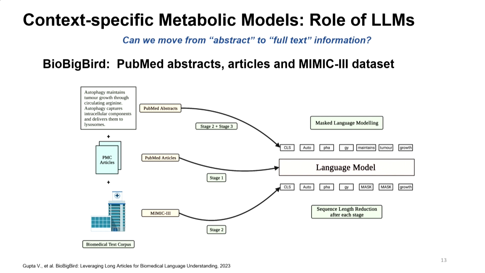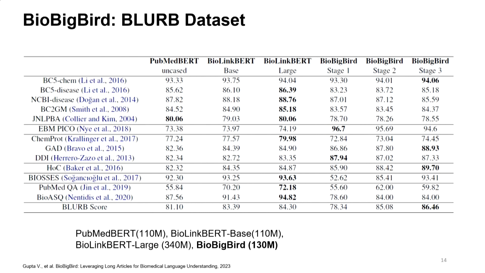And typically when you build these models, you have to try them with the benchmark data sets, which is called BLURB. So what we did is we tested our model, which we have trained, against some of the recent models available in the biomedical domain, which are PubMed-BERT and BioLink-BERT, which was recently released. There is a large one. I'll talk about what the difference is between base and large. And BioBigBird, which we have trained in a different manner than people typically do.